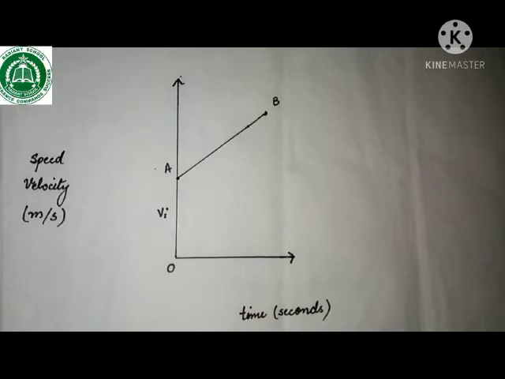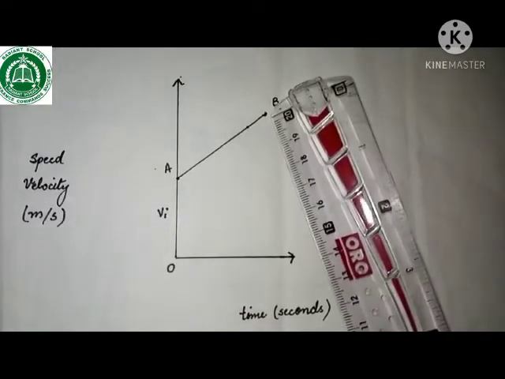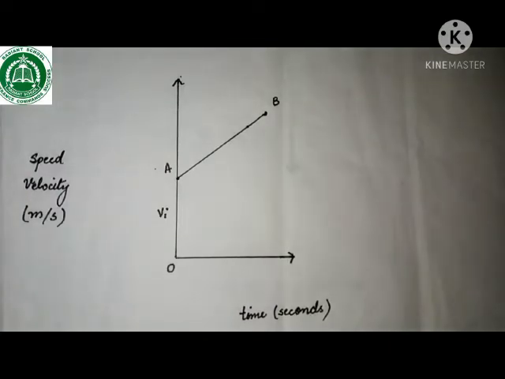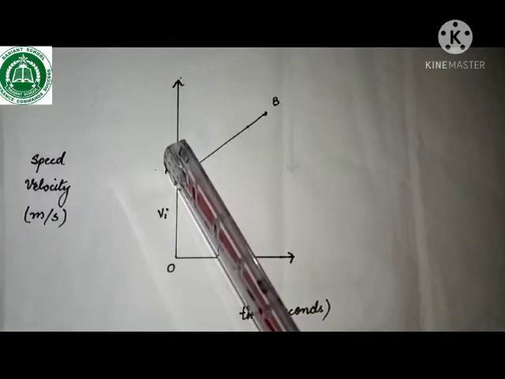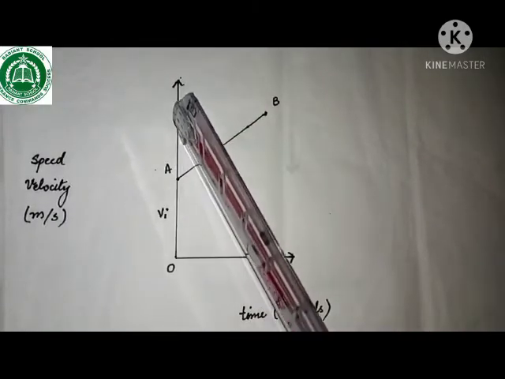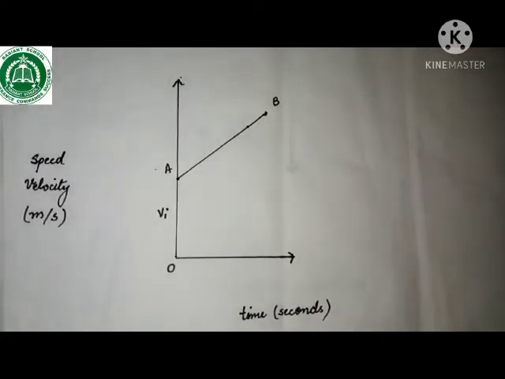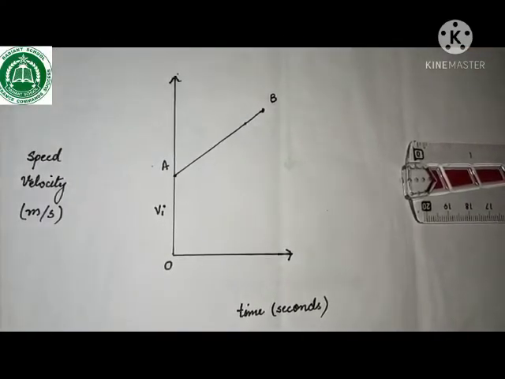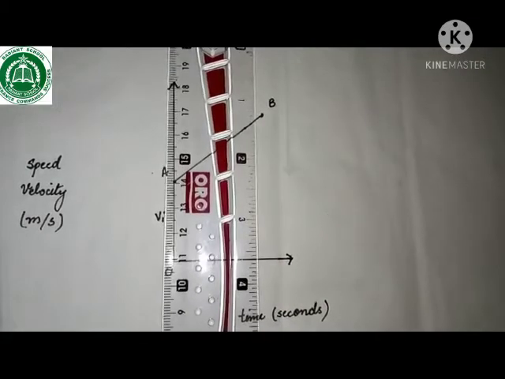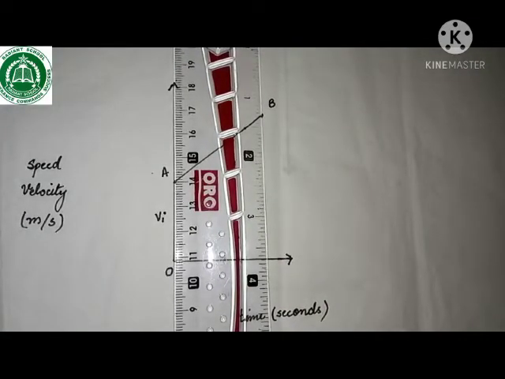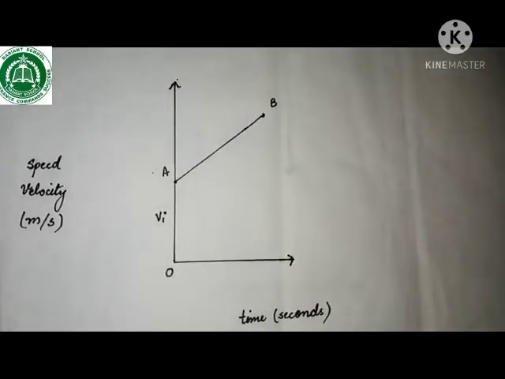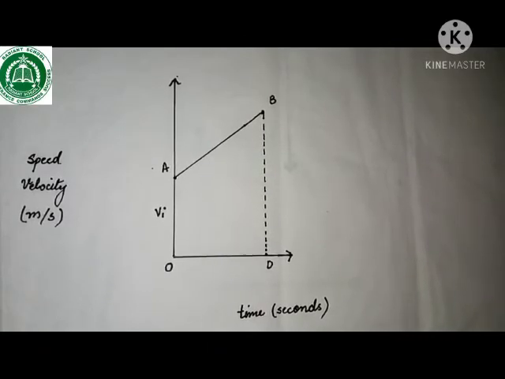Now let's come to the point B. Point B shows the point after some time t, and at this point the velocity has increased from VI, and now it has become VF. So the next step is we have to join point B with the time axis. How will I do this? I will draw a straight line, and that will be dotted, and I will join it to the time axis. Now when I joined point B with the time axis, the graph has come to this point. Now this total length BD is equal to VF.